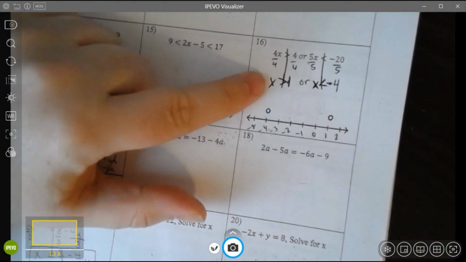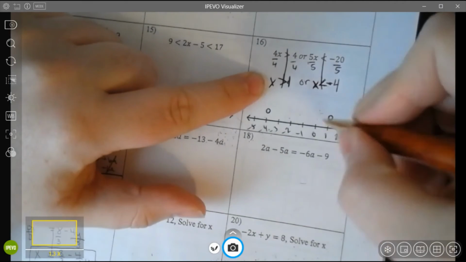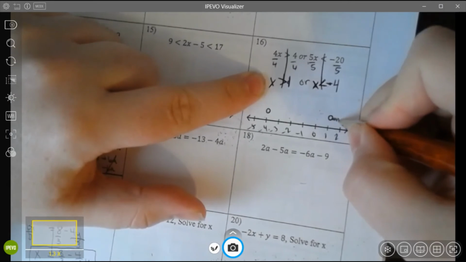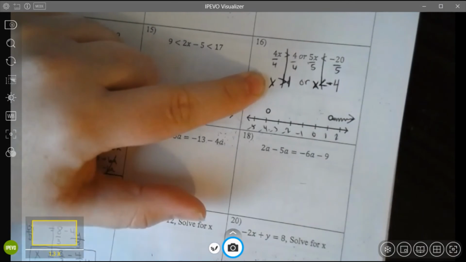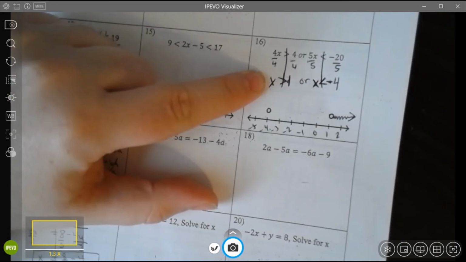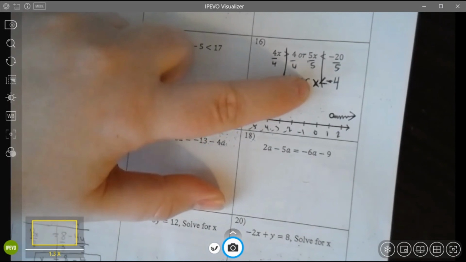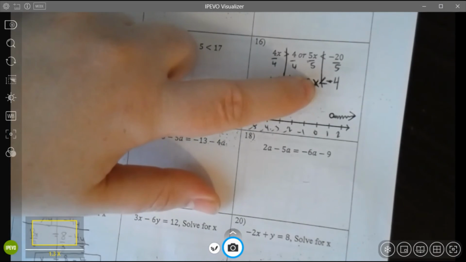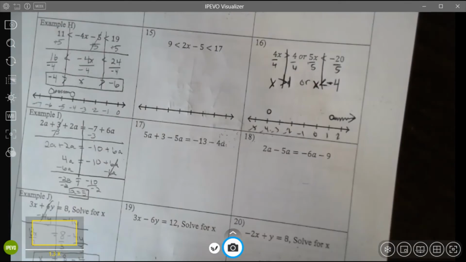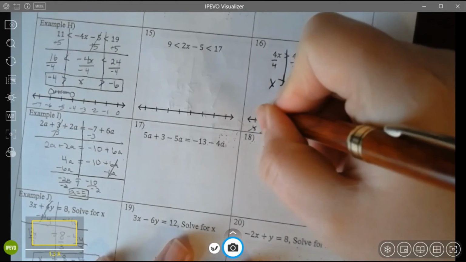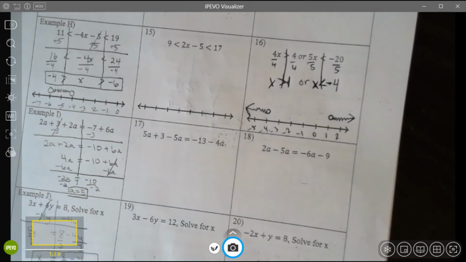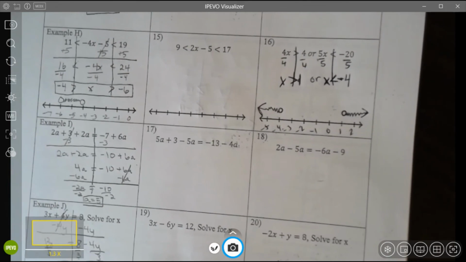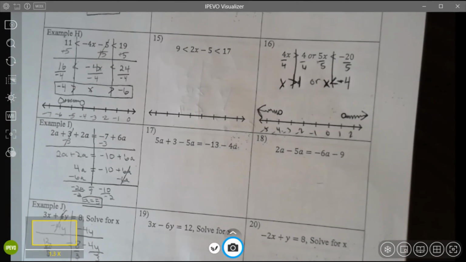And then notice x is bigger than 1 is facing to the right. So I'm going to shade everything to the right of positive 1. And then at negative 4, the inequality sign is facing to the left. So I'm going to shade everything to the left. So that's your solution for number 16. Number 15 is just like number 16.